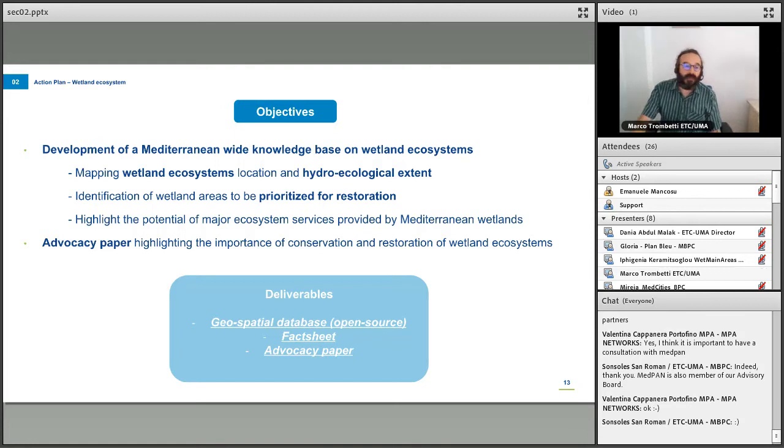So why we want to develop a Mediterranean-wide knowledge base, which starts, of course, with a mapping of the wetland ecosystem based on its hydroecological extent. This will be then the knowledge base for the identification of areas to prioritize for restoration, and eventually, based on this, we would also be able to assess the condition of wetlands and assess their potential to provide ecosystem services.